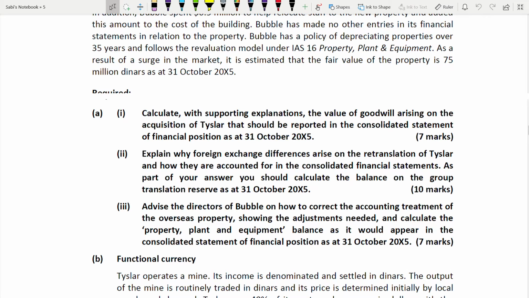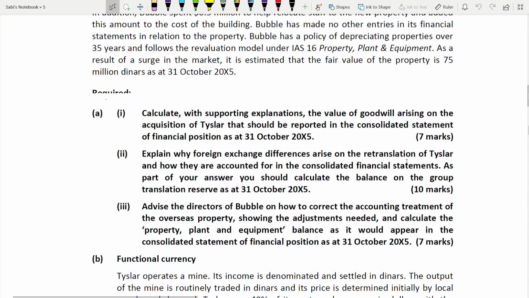Part A. First part of part A says calculate with supporting calculations the value of goodwill arising on the acquisition of Tesler. That should be reported in the consolidated statement of financial position. Definitely we know that when we consolidate a subsidiary, the goodwill which we calculate goes in the consolidated statement of financial position. We know that, right?